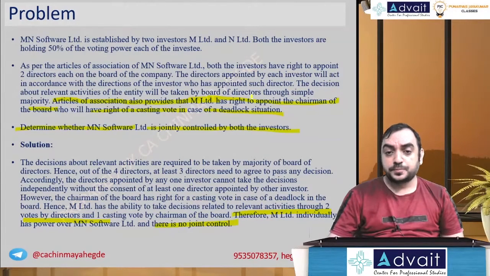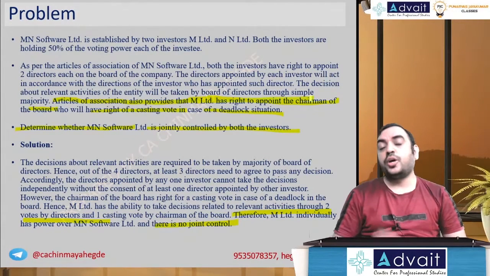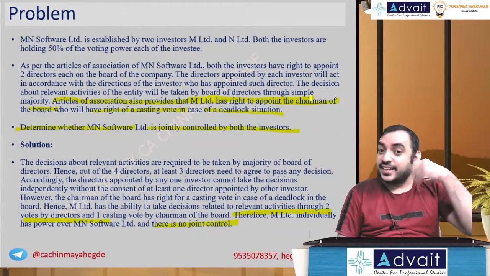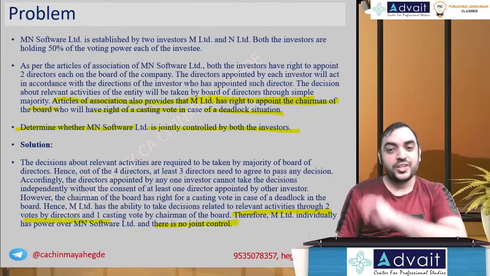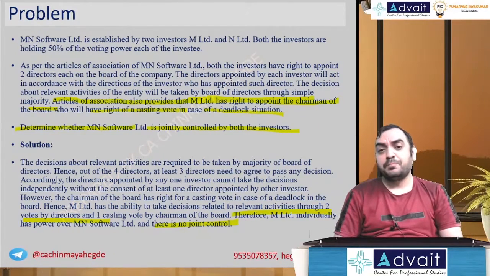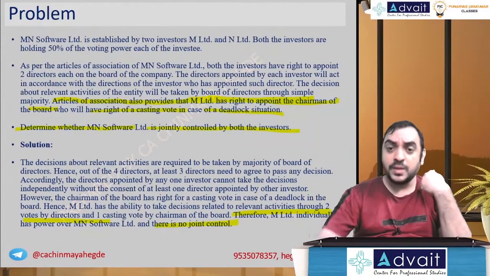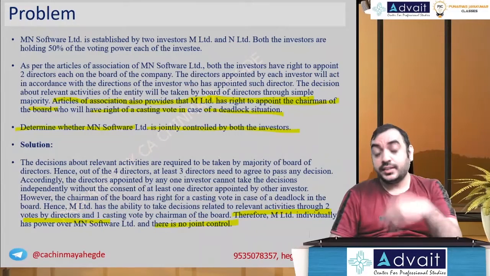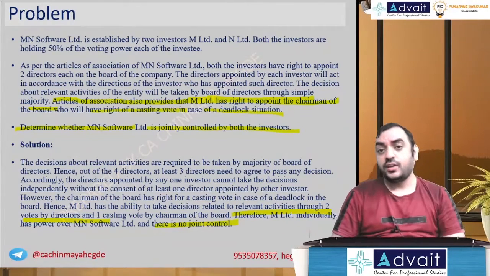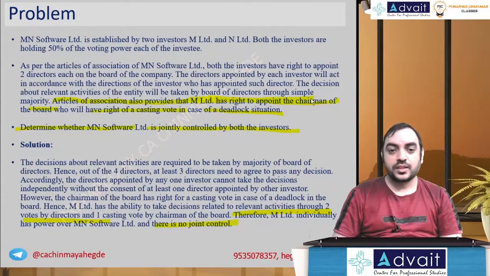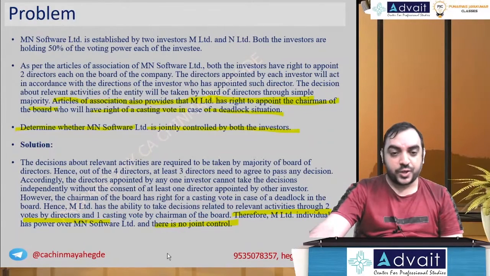But M Limited has the right to appoint the chairman, meaning their directors become the chairman, so they will definitely have the power, have the majority. So since M Limited individually controls, they become a holding-subsidiary and not a joint venture. Okay, hope you got it. I'll go further.